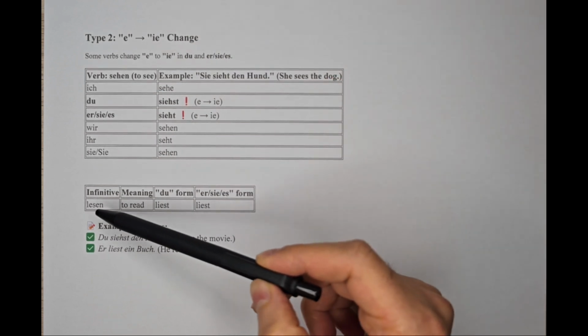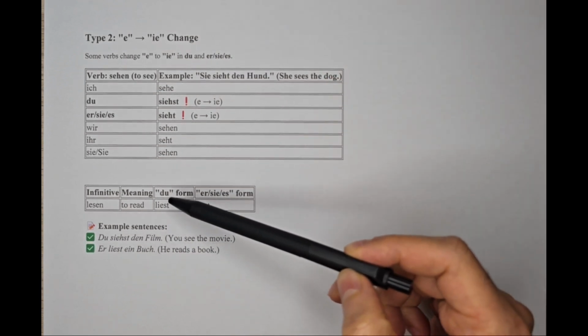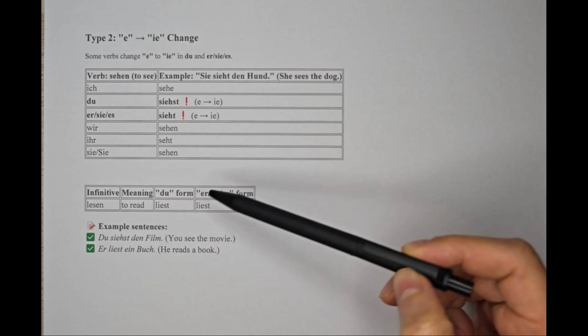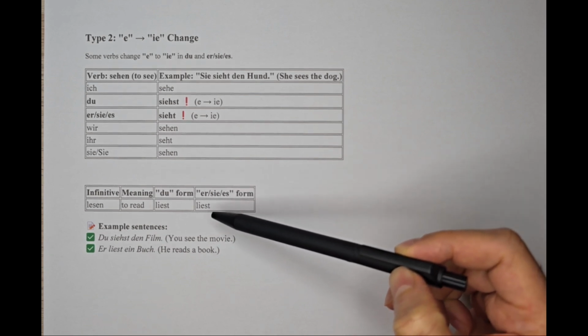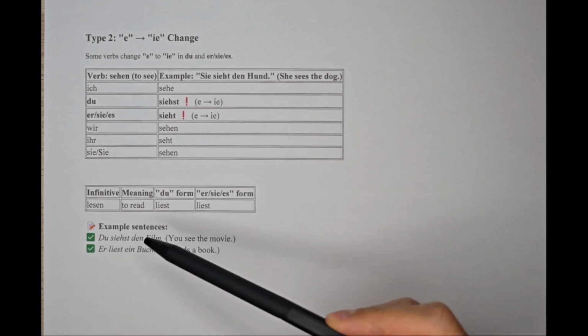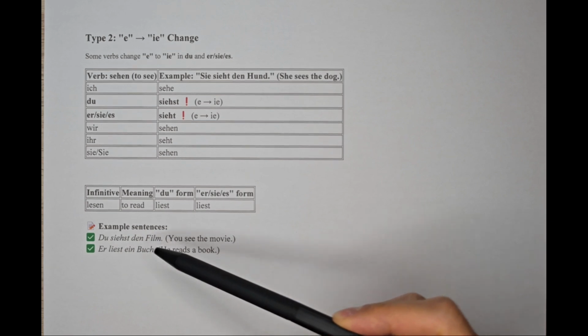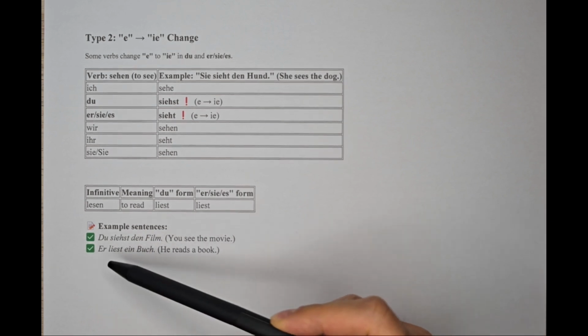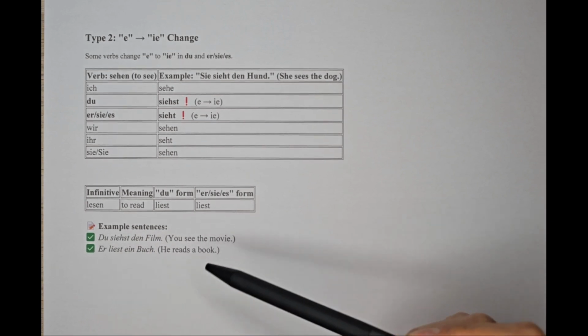Another example is lesen. So in case of lesen, in case of du, you see liest. In case of er, sie, es, liest. Example sentences are: Du siehst den Film, you see the movie. Er liest ein Buch, he reads a book.